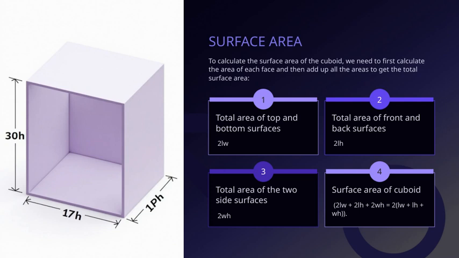Next, the two side surfaces. These are the faces that run along width and height, so their combined area is 2WH. Then we have the front and back surfaces, which are determined by length and height, giving us 2LH. When we add all these areas together, we get the total surface area of the cuboid. Mathematically, it's expressed as 2(LW + LH + WH).